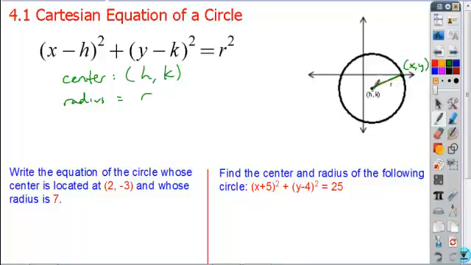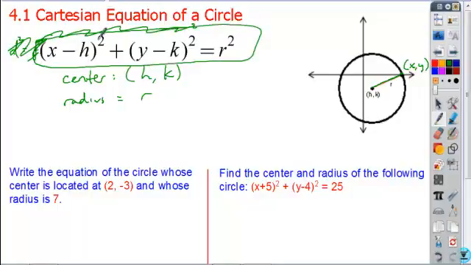So if we take the difference of their x coordinates, so (x minus h) squared, plus the difference of their y coordinates, (y minus k) squared, set that equal to the distance. And basically, again, if it was the distance, it would be equal to the square root of all that. So if we square both sides to get rid of the square root, we wind up with our equation right here. And so this is the equation of a circle.